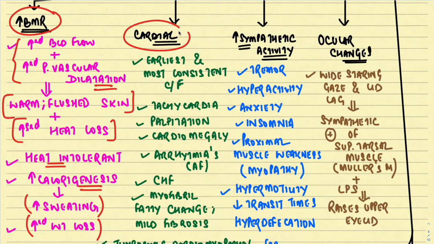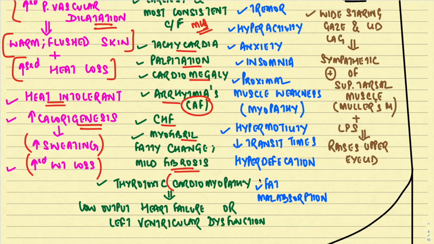Now, before I start with the cardiac manifestations, there is an important MCQ. This is the earliest and the most consistent clinical feature of hyperthyroidism or thyrotoxicosis. It is characterized by tachycardia, palpitation, cardiomegaly, arrhythmias, especially atrial fibrillation, and congestive heart failure. Inside, if you look at the histology, you will see focal eosinophilic infiltrates, myofibril fatty change, and mild fibrosis as well. There is a type of cardiomyopathy that you will see in hyperthyroidism called thyrotoxic cardiomyopathy. It is a low output heart failure associated with left ventricular dysfunction.